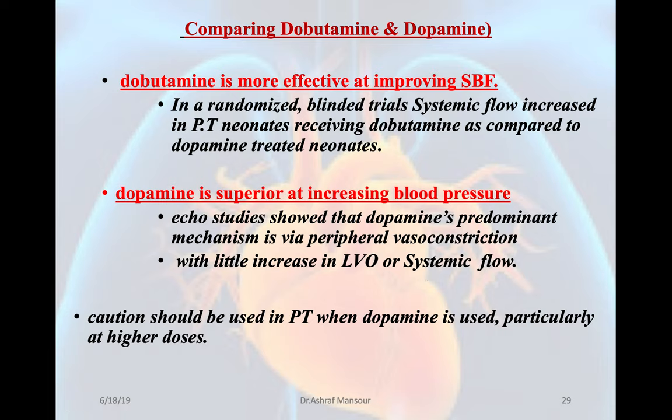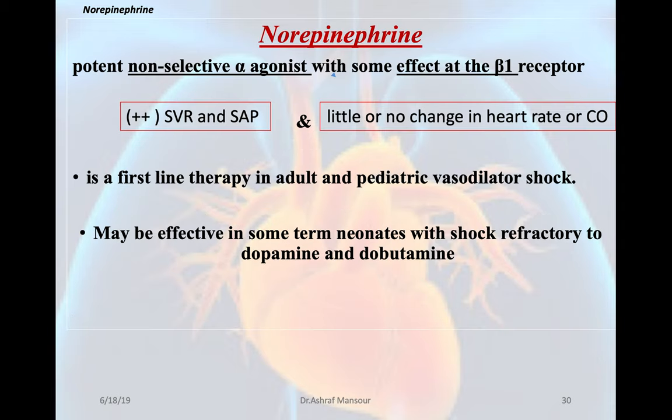So a question must be taken: if we are giving dopamine in a preterm baby, particularly in a higher dose. Norepinephrine is a potent non-selective alpha agonist with some effect at the beta 1 receptor. So it will increase the systemic vascular resistance and the systolic arterial blood pressure, with little or no change in the heart rate or the cardiac output.